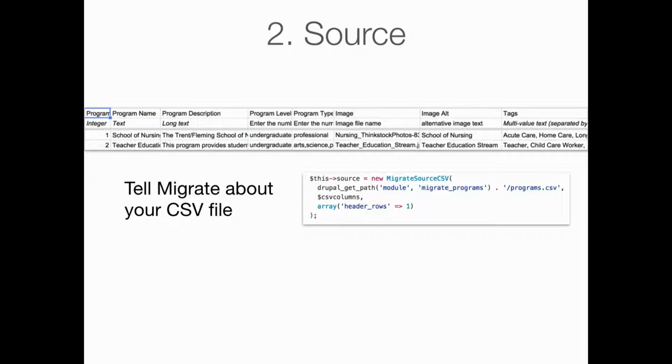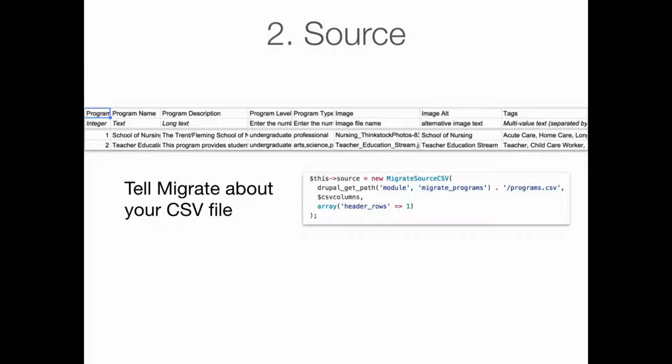Then the next thing I add to my migration is telling Drupal where to get the programs from. So where is the source? Where is the CSV coming from? I tell the migration the source is going to be a CSV file, and this is where I choose that I'm using a CSV file as the source. If you were using a JSON file, you could put MigrateSourceJSON in here. And then you give Drupal the path to your CSV file.